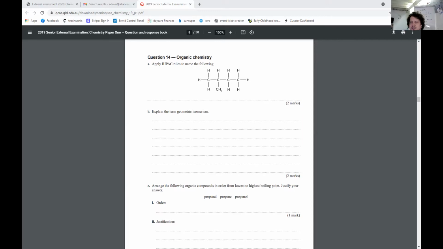What is geometric isomerism? What is a geometric isomer?